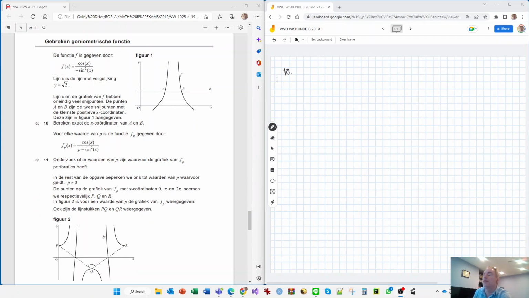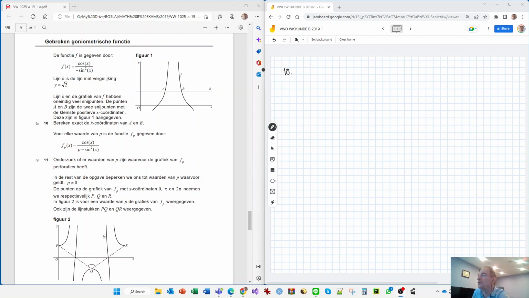F given by this fraction, quotient of two functions, a line k, which is horizontal. It intersects the function f in an infinite number of points. So this function will repeat to the left and the right, but here they only show the first smallest positive x coordinates, point A and B here, and find the x coordinates of A and B.